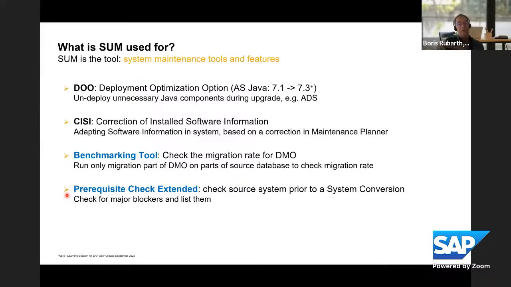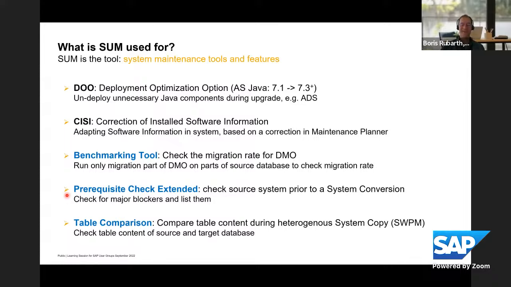And this allows you to collect all the possible work items. So the tool will not stop if it finds an issue. It will just collect those and provide a list so that afterwards you can work on those items in parallel. So check for major blockers and list them. This prerequisite check extended will not execute the conversion as such, will not enter downtime. It will provide a list of those potential blockers.